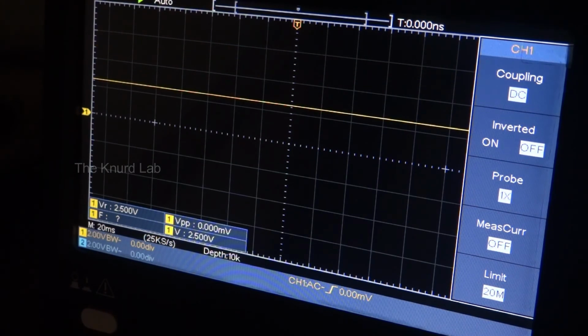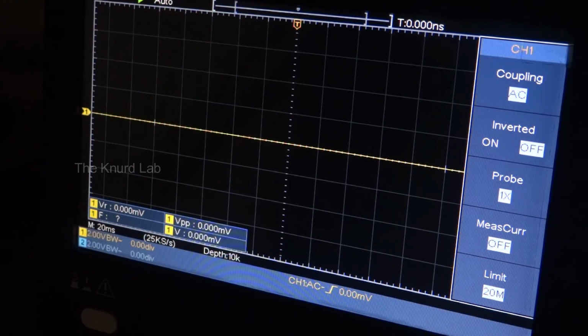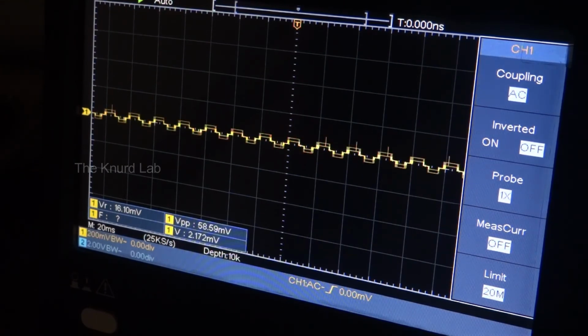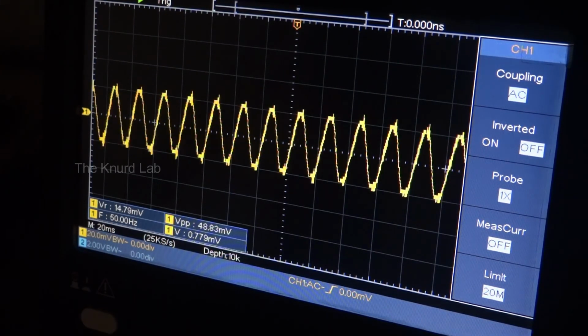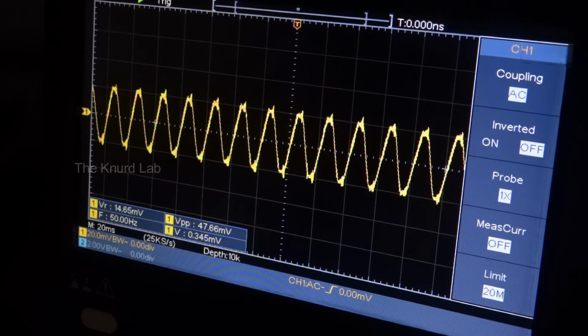Now if we change our coupling to AC and increase our resolution to about 20 millivolts per division, we can clearly see the AC signal. This is the signal we are going to read with the microcontroller's ADC. It is proportional to the primary current that we are trying to measure.